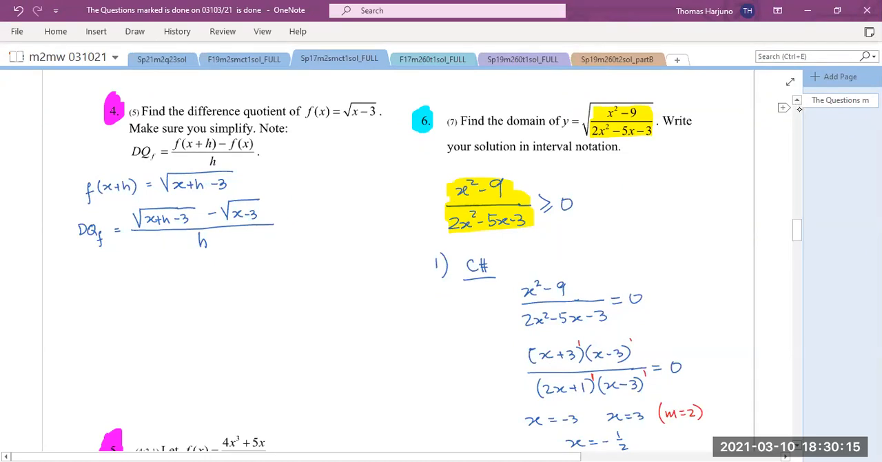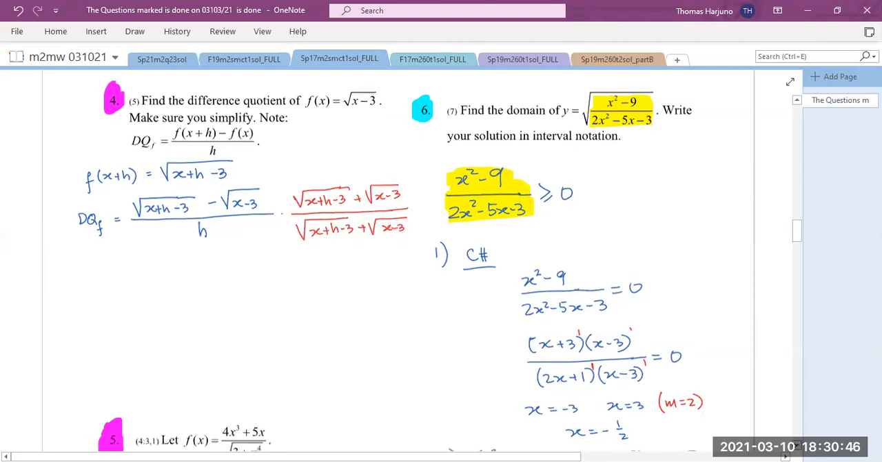Continue with this, okay? Multiply by the conjugate, right? But I need you to work it out. Multiply by the conjugate, because if you replace h by 0, you get 0 over 0. So I need to massage that, and see what happened from there. Okay, simplify a lot more.